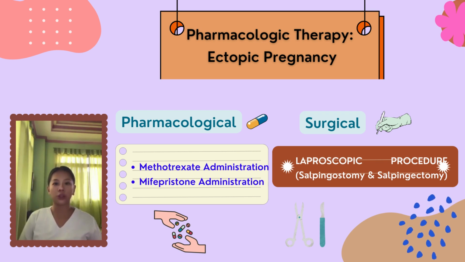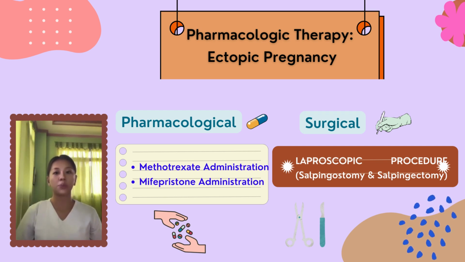Administration of methotrexate. It is a folic acid antagonist type of chemotherapeutic agent. It essentially works by inhibiting rapidly dividing cells, which makes sense given that the fertilized egg is made up of rapidly dividing cells. The ectopic pregnancy can be stopped by taking this medication, and thus the occurrence can be stopped.